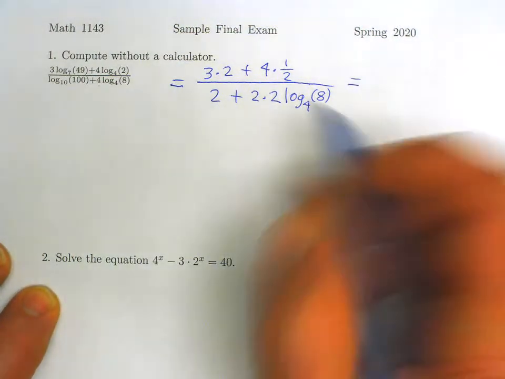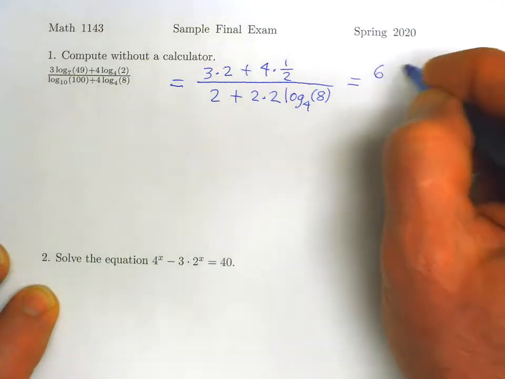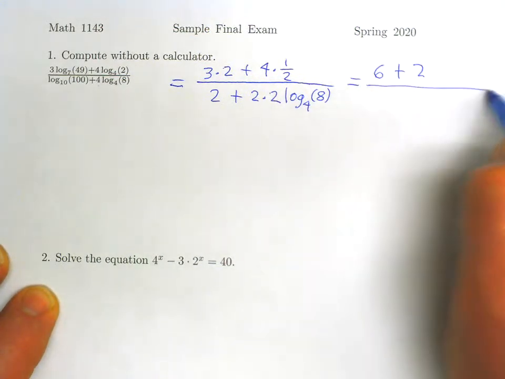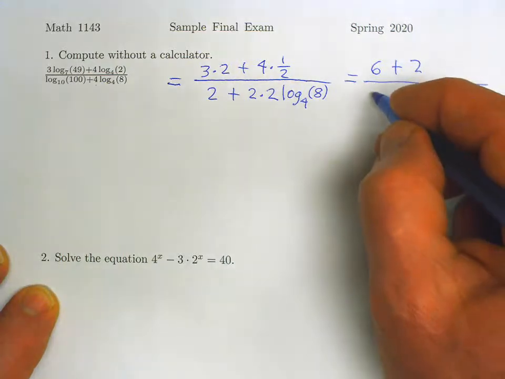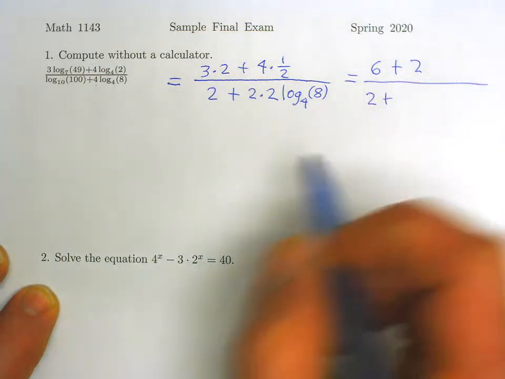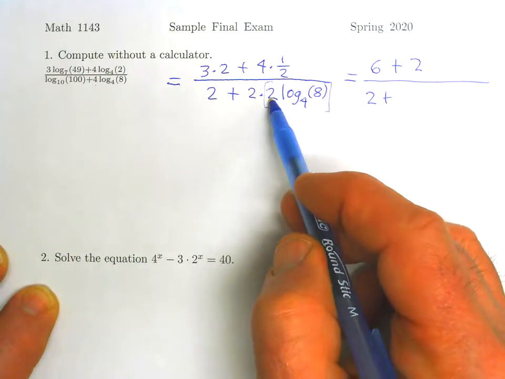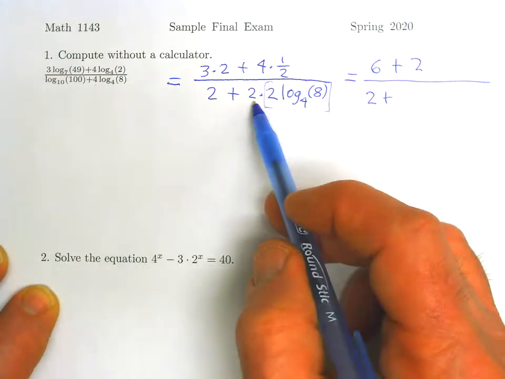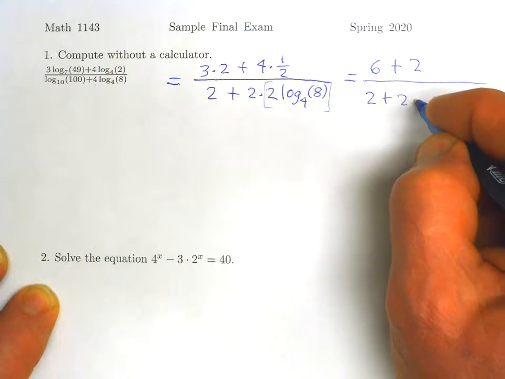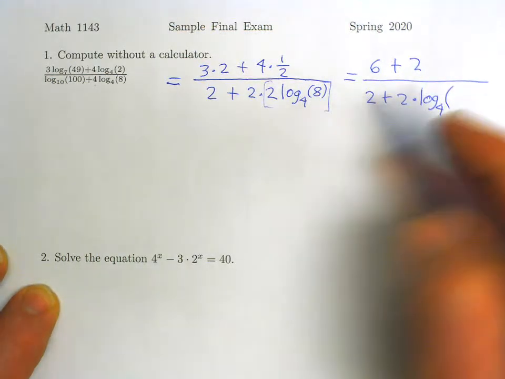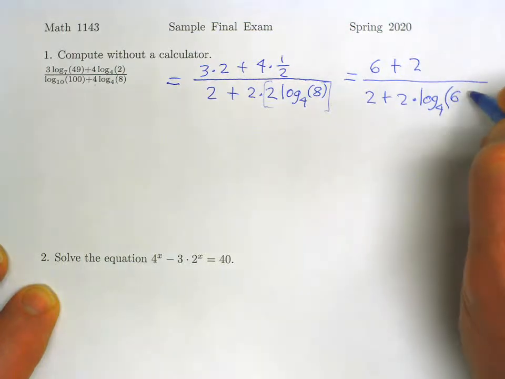So in the numerator, 3 times 2 is 6, and 4 times 1/2 is 2. Then in the denominator, I have 2. I'm going to use this 2 as an exponent on 8. So I have the base 4 logarithm of 8 to the second, but 8 to the second is 64.